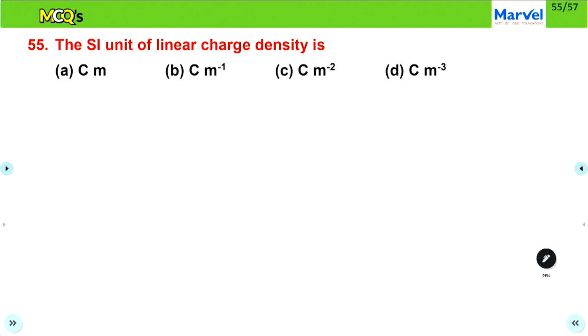It's a straightforward one. They are asking you to find the linear charge density, which is nothing but lambda, which is nothing but Q by L, coulomb per meter. So, your answer is option B. So, this is how the problems are done.